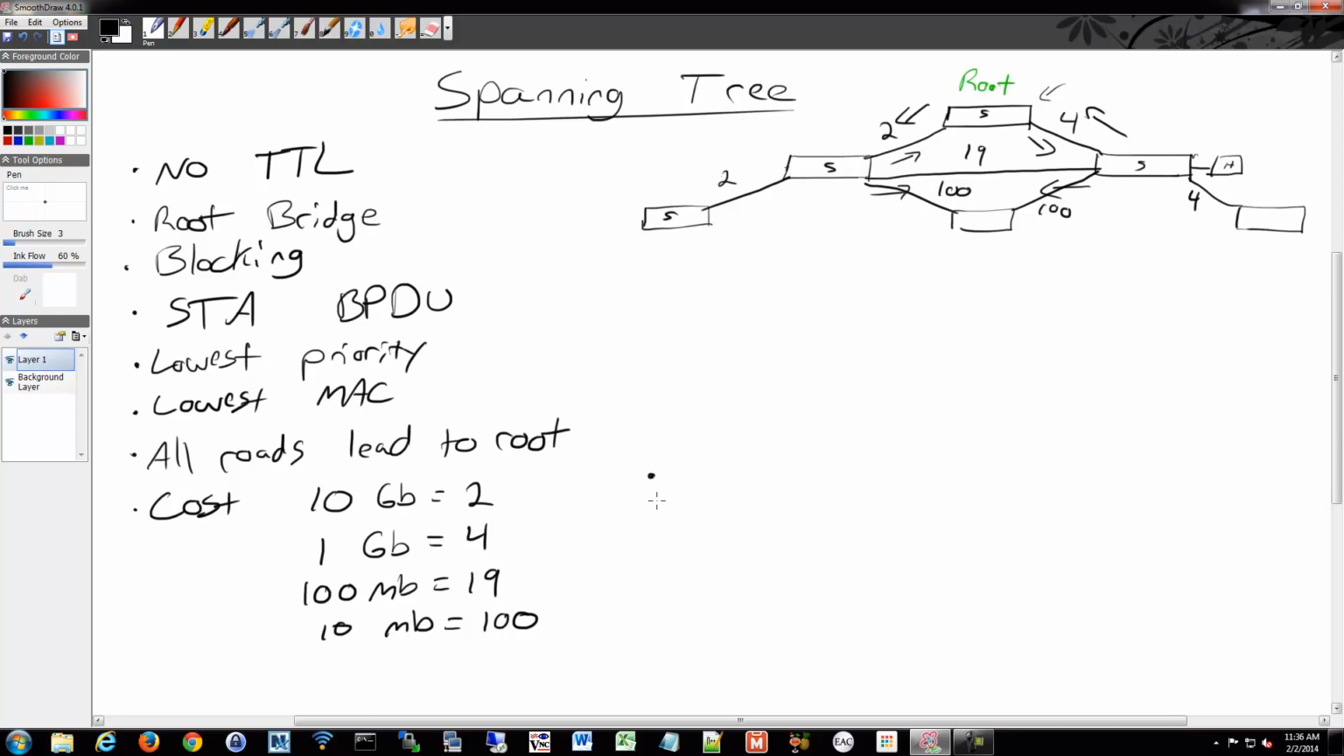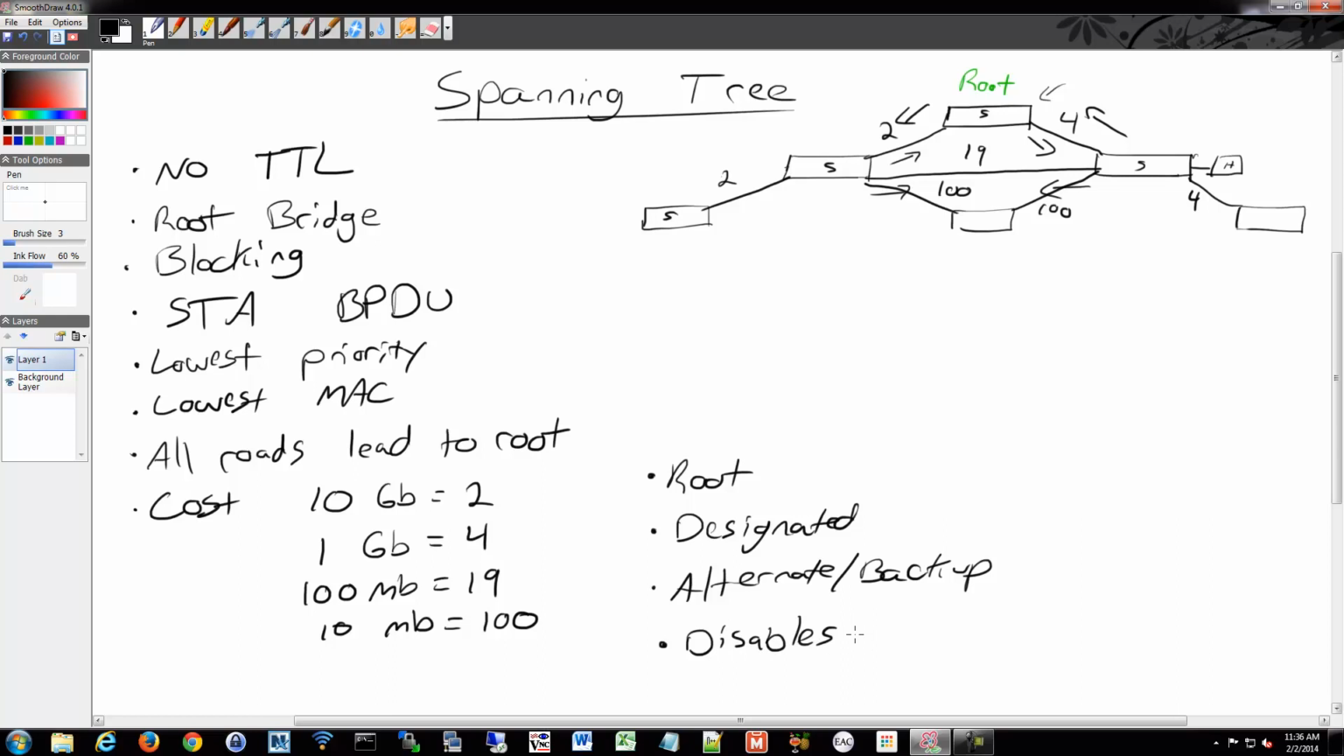And those different modes, there's 3 different modes essentially for ports, and then one additional one. So what you have is a root port, you have a designated, and then you have an alternate/backup, and then of course we have disabled, which is different from blocking. So we'll get to that.